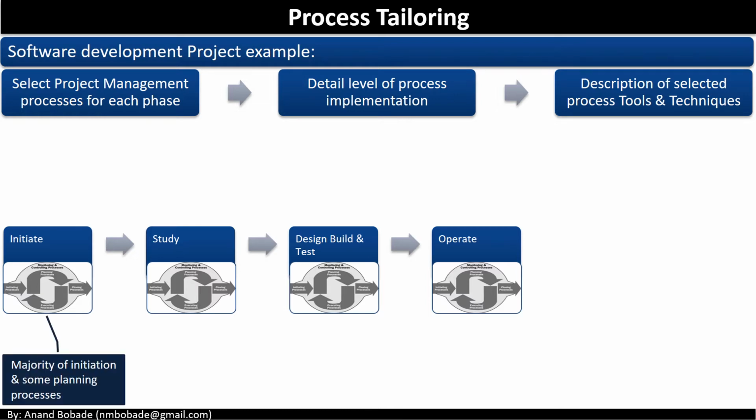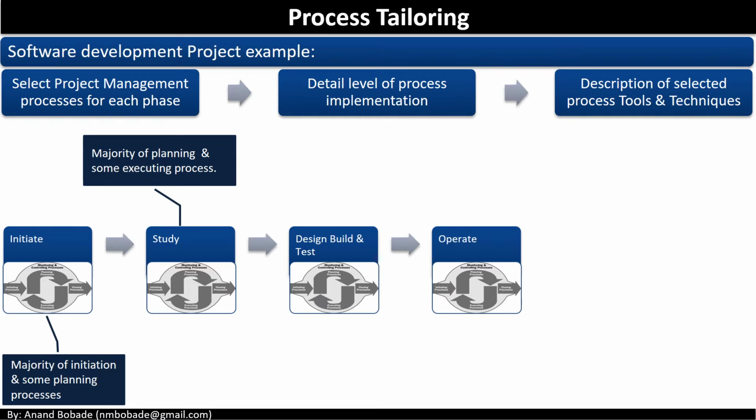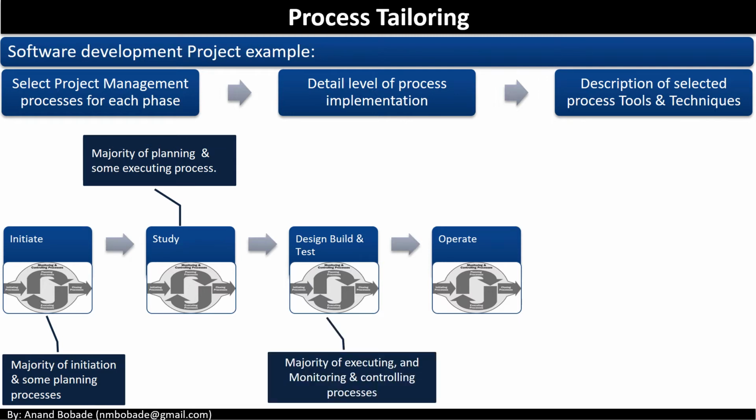For initiate project phase, we will select majority of initiation and some planning processes. Don't confuse initiate phase with the initiation process group. They both are different. For study phase, we will select majority of planning and some executing processes. This is because study phase emphasizes on detailed requirement gathering and finalizing scope and project management plan. For design, build and test phase, we will have majority of executing process group processes and monitoring and controlling process group processes.